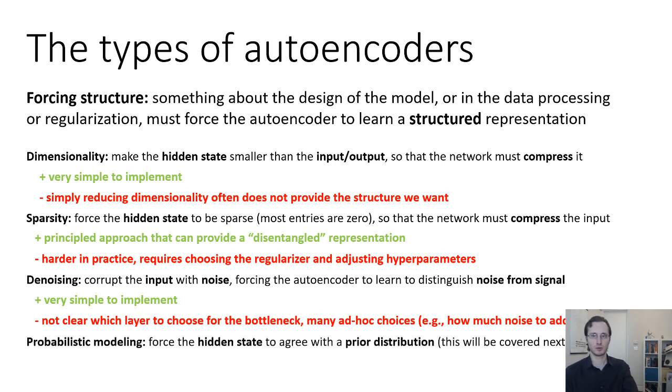The last type of autoencoder, which we did not cover today, but we will cover in detail on Wednesday, is something called a variational autoencoder. And a variational autoencoder performs probabilistic modeling. It basically connects up autoencoders to probabilistic generative models that we discussed in part 1 of this lecture. Here, the hidden state will be forced to agree with a prior, which allows us to use it for sampling. We'll talk a little bit about it in part 3, but then actually training these types of models will be discussed on Wednesday.